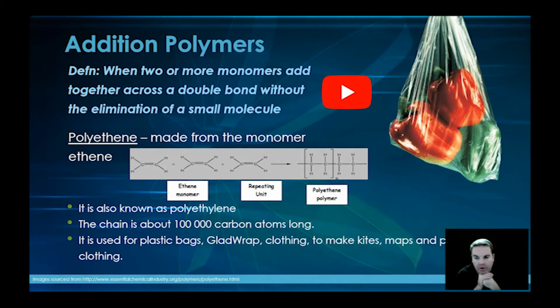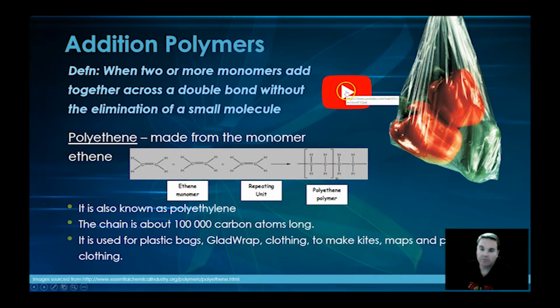The way that we make polymers, there are two ways. The first one is called addition polymerization. With addition polymerization, we have two or more monomers and we add together across a double bond, and we don't eliminate a small molecule. I've done a YouTube video on this, which you can see the link for. It's just called addition polymerization, and I go through it in a little more depth and show how we add across the bonds, how you draw the repeating units, and how you add the molecules together.